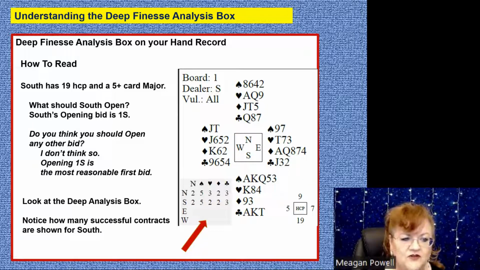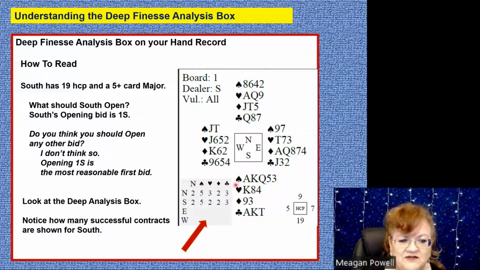South is going to open up spades, and in a minute you're going to see how North has a spade holding as well. And with that kind of length in a spade suit, a major suit, I think they're going to play in a spade contract.